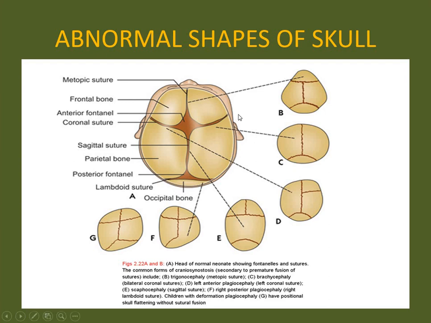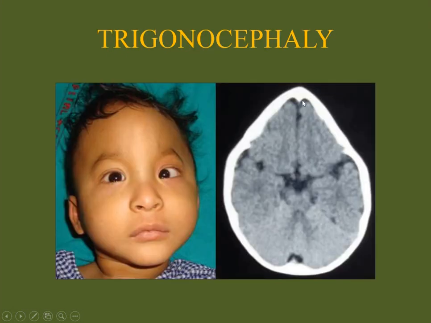So here there's a picture. This is the metopic suture, and if it fuses early, the brain cannot grow lateral wise, so the skull has to grow anteroposteriorly. So the skull takes a triangular shape, right? Similarly, you can work out each and every suture and how it can distort the shape of the skull. Again this is the metopic suture which has fused and causing a triangular shape or trigonocephaly.